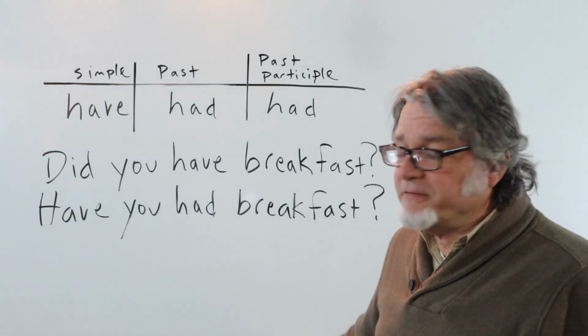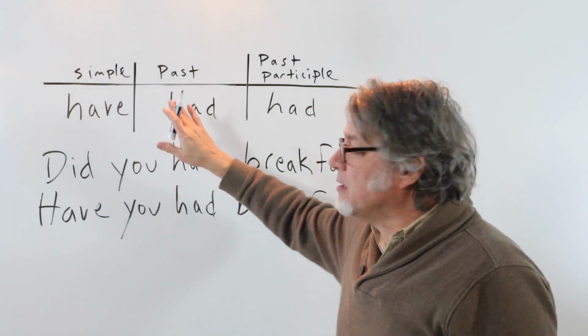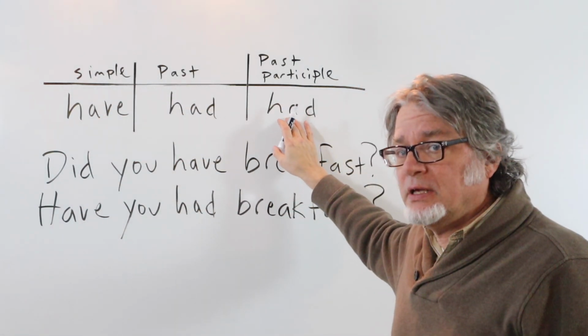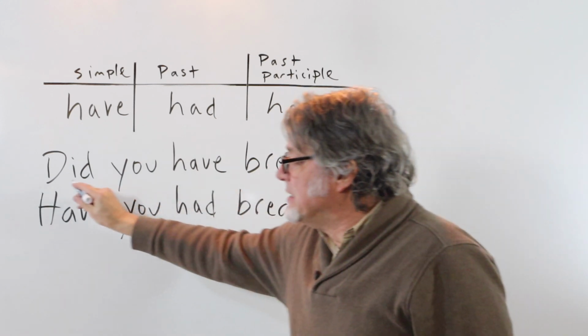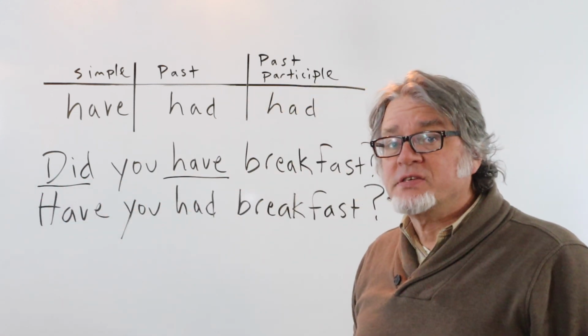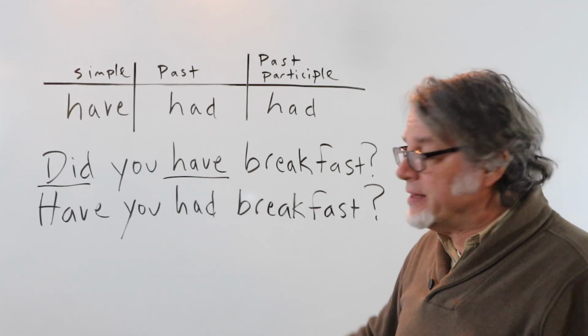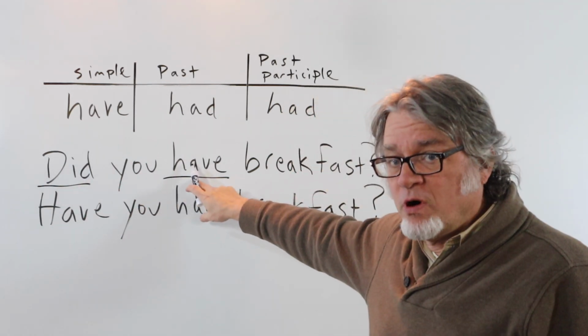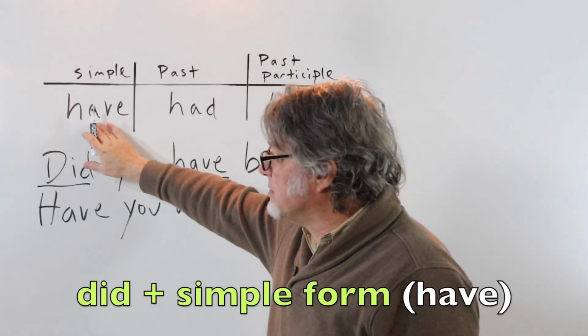Here's the verb have in the simple form, the past tense, and the past participle. In this question, did you have breakfast? This is in the past tense. The helping verb is did. It's used with the simple form for the verb. This one here.